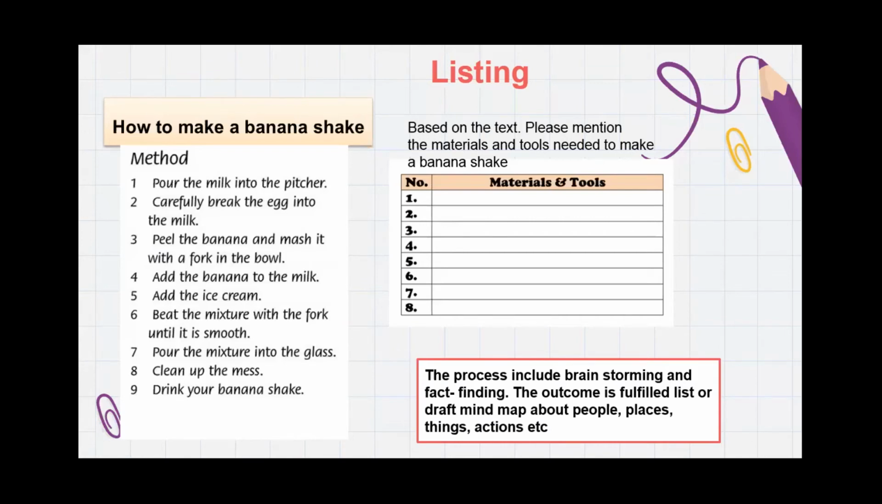You can look in our PowerPoint. This is the example of listing. This is part of the process of the procedure text. More precisely, this is a method or steps on how to make a banana shape.